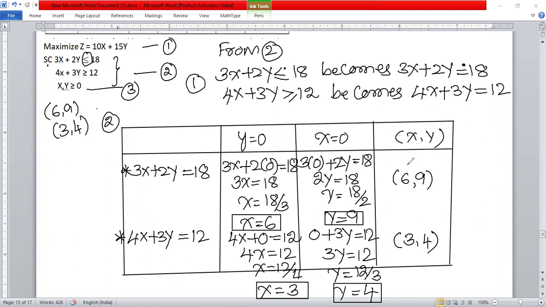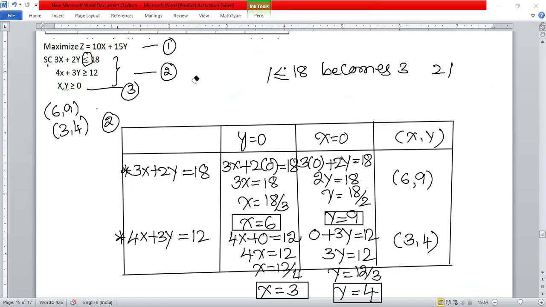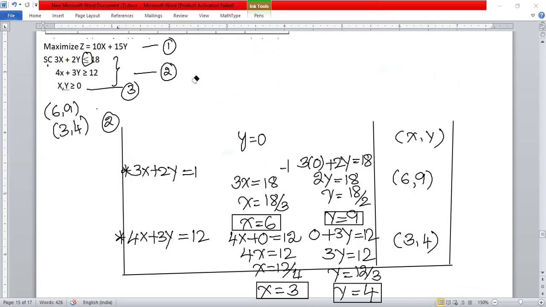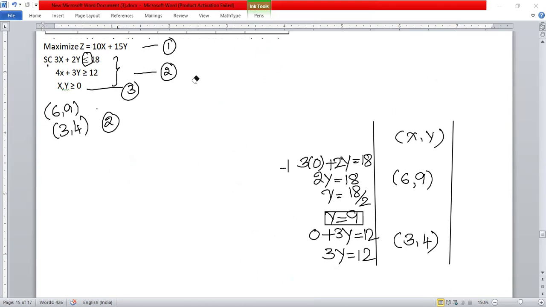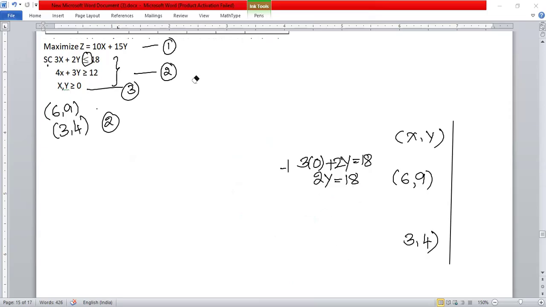So let me check. Look at the x-axis, 6 comma 9, y-axis is 9. Which is the highest one here? The x-axis highest is 6 and the y-axis highest is 9. Based on that, we are going to draw the graph. So let me see now. If I take scale, pencil, and graph sheet, okay, better.